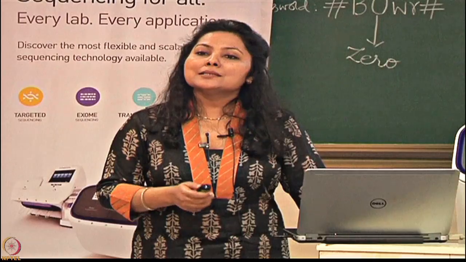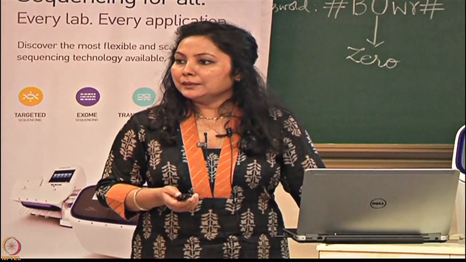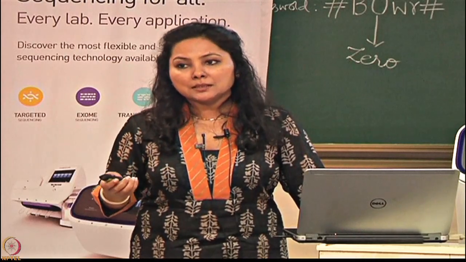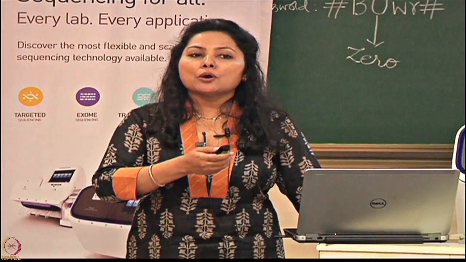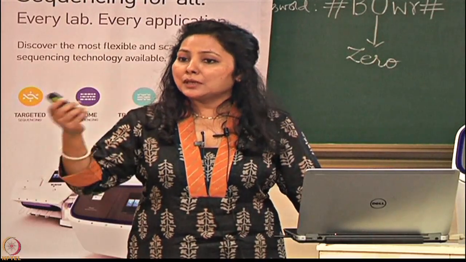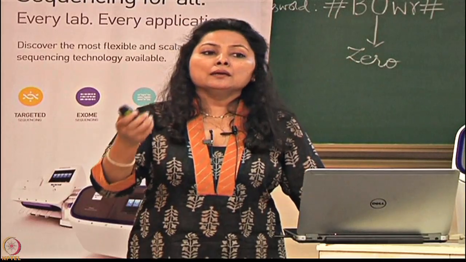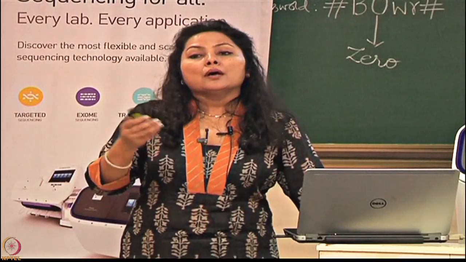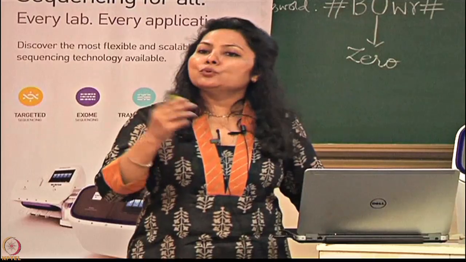So one well is giving you one sequence. Yeah. So one sequence, which is a stretch of ATGC, can be as long as 1000 base pairs, 1100 base pairs, and it can be as short as a 100 base pair fragment. So one well gives you one sequence.